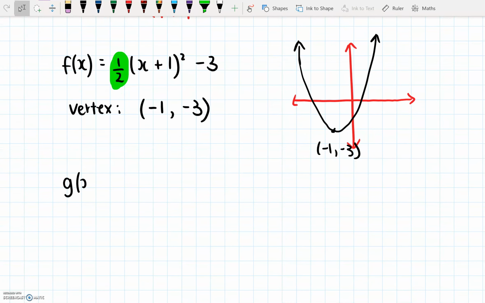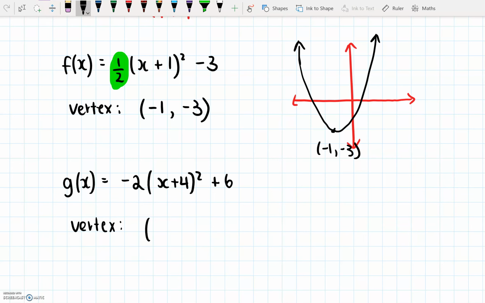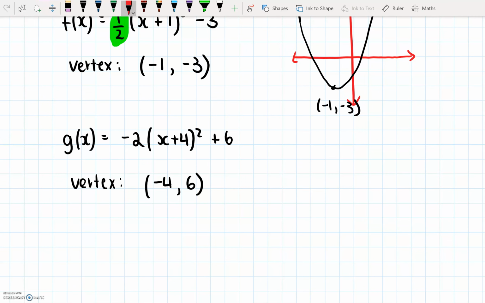Alright, so let's try another one. We have g(x) = -2(x + 4)^2 + 6. Then we know straight away our vertex is, it was plus 4 here, so then we have minus 4 as the x and 6 as the y. And a sketch of that.